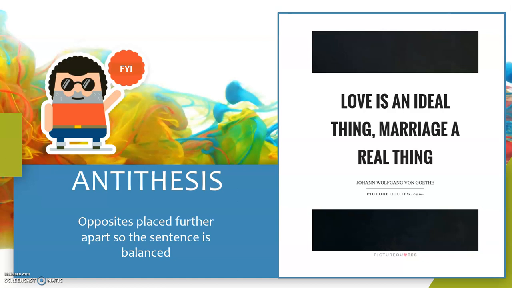Here's an example. Love is an ideal thing, marriage a real thing. Okay. So you've got the contrast there between love and marriage, ideal, real, lovely balance there to the sentence. Antithesis is often used in rhetoric and speeches and things like that because of the pleasing nature it has on the ear and also how it's a good way to represent ideas.